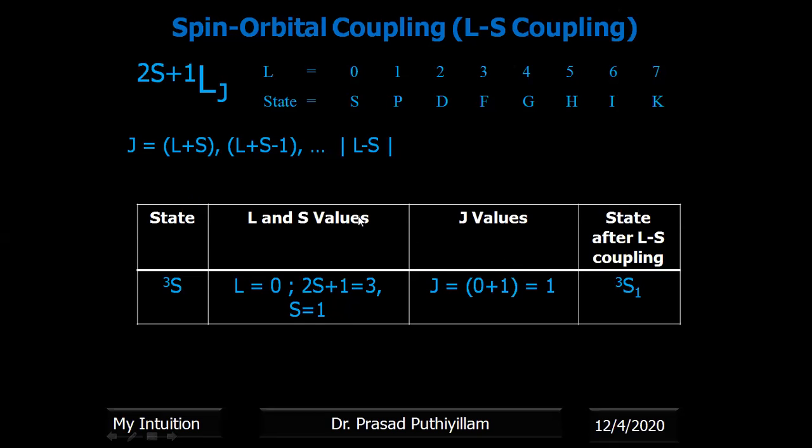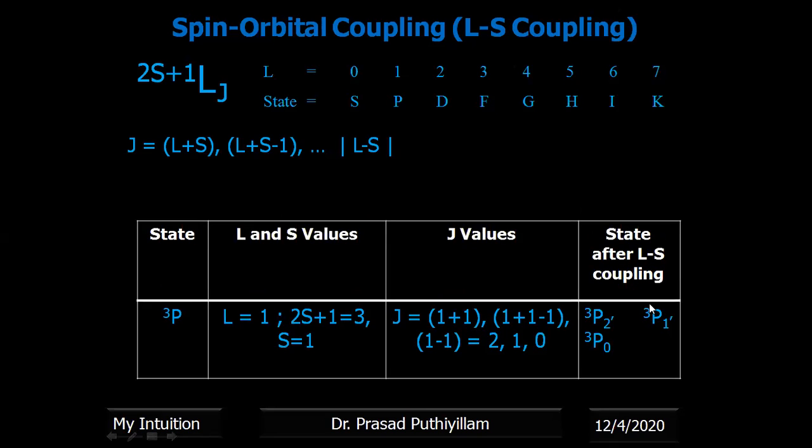The J value we calculate as L plus S, L plus S minus 1, in that way we write. So here it is 0 and 1. Therefore 0 plus 1, that is 1. 0 minus 1 becomes a negative value, that is not possible. You have to take the modulus. Therefore J value is equal to 1. Therefore after the spin orbital coupling, or we call it LS coupling, we write the state as 3S1. Similarly, I took 4, 5 other examples to explain the spin orbital coupling concept.